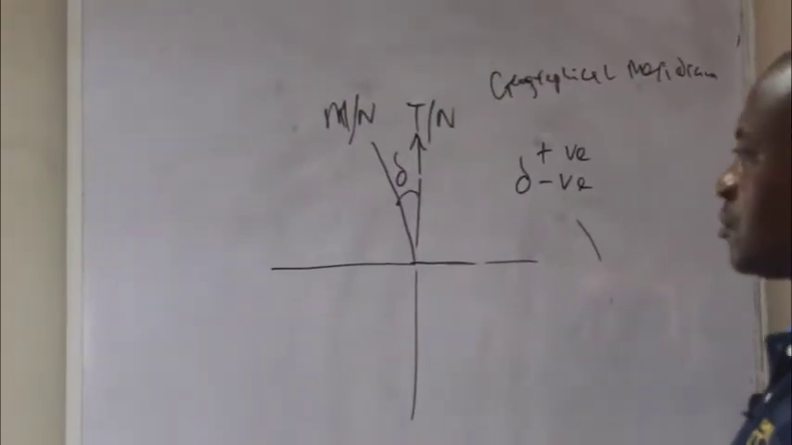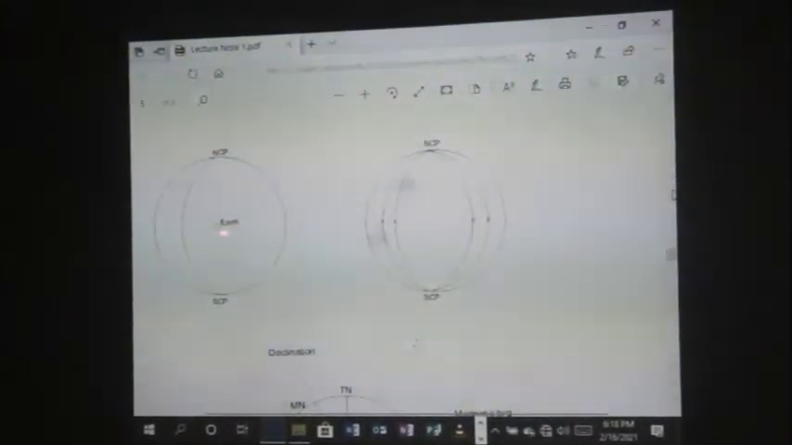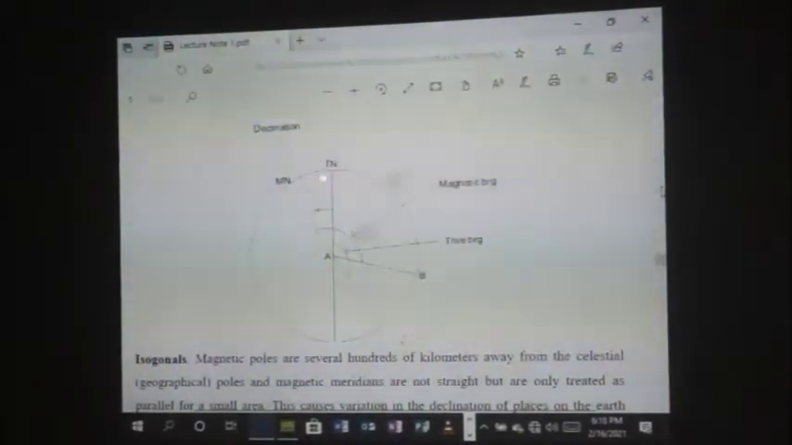Yes, go on. So I'm here. I tried to show the magnetic and the geographical meridian there, and I've shown us the Earth here, North, Southern Pole. Go down. Aha. You can see now. This is the true north. This is the magnetic north.